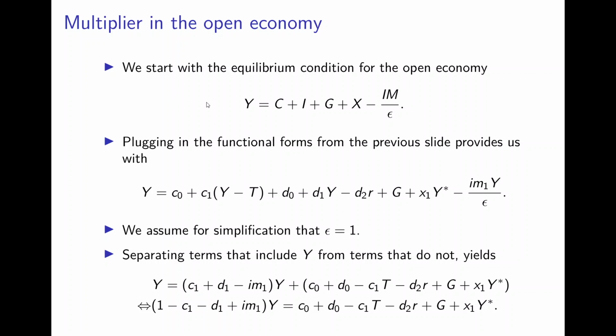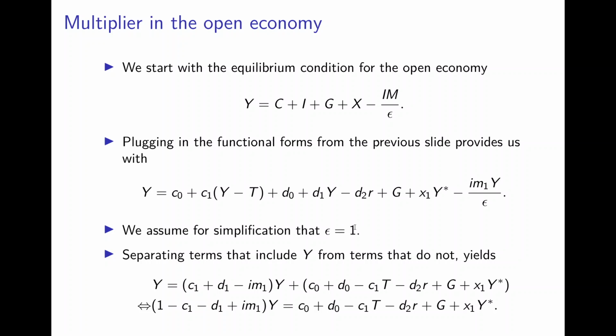The next step is to plug these functional forms into the equilibrium condition for the open economy, where we know that total income is equal to consumption plus investment plus government spending plus net exports, which consist of exports minus imports divided by the exchange rate. And if we plug these functional forms into this equation, we get here for consumption, the consumption function, for investment, the investment function. Government spending was assumed to be exogenous, so no functional form here. For exports, we have X1 Y star, and for imports, we have IM1 times Y, so domestic income.